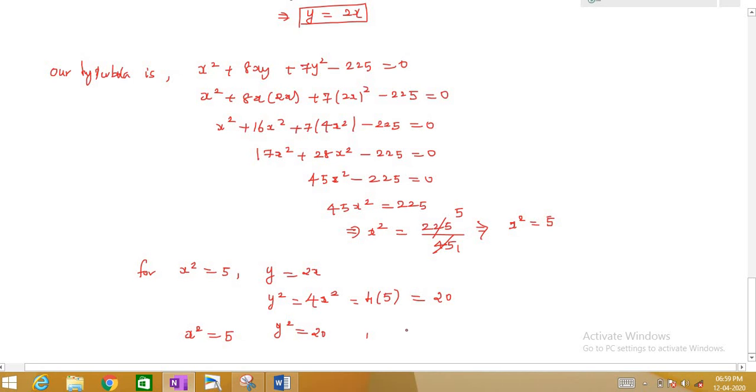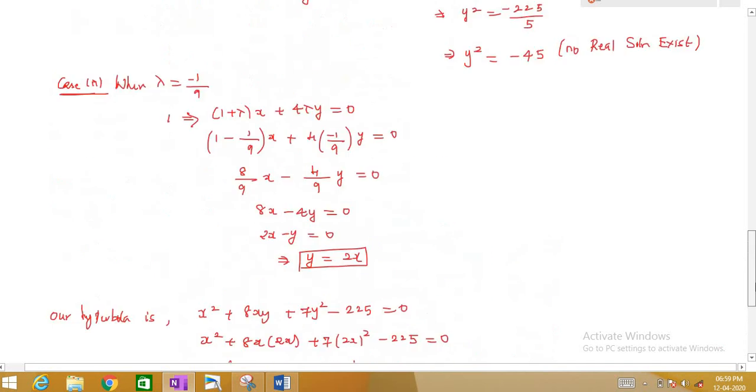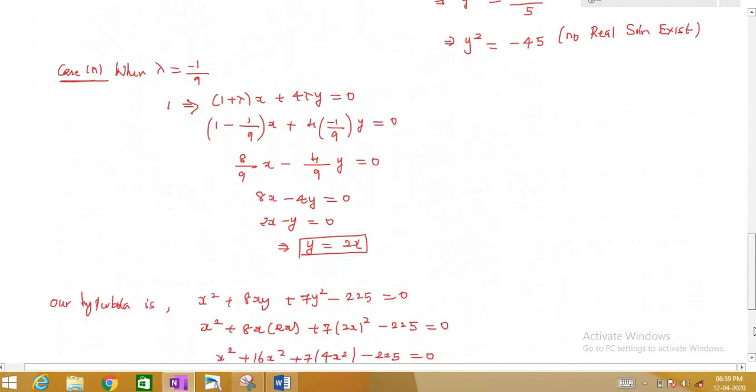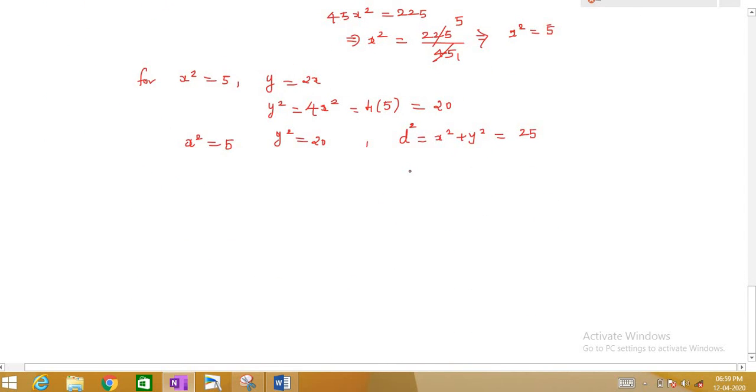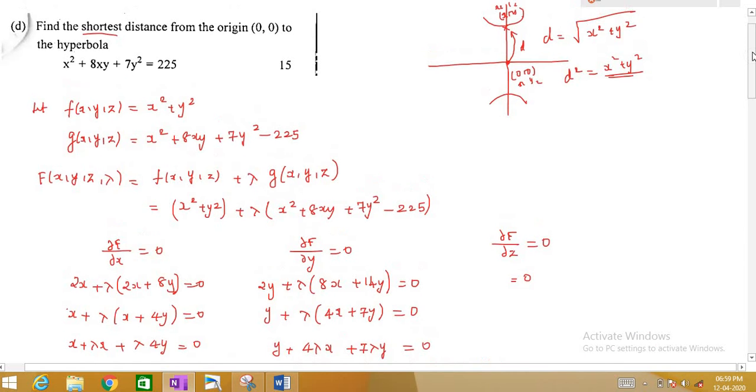So therefore our square of the distance is nothing but x² plus y². So 25 is the minimum square of the distance between the hyperbola and the origin, right? If you want to find the actual minimum distance, it will be root 25, which is 5. So 5 is the shortest distance between the origin and the hyperbola.